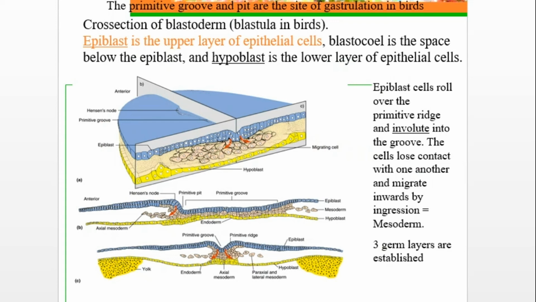Myotome will give rise to the skeletal muscle tissue, sclerotome to the connective tissue with the cartilage and bone tissue, and the dermatome to the dermis of the skin. The intermediate part of the mesoderm will give rise to the urinary and urogenital system, and the ventral mesoderm will be divided into two layers, parietal and visceral layer, and between them takes place the coelomic space.